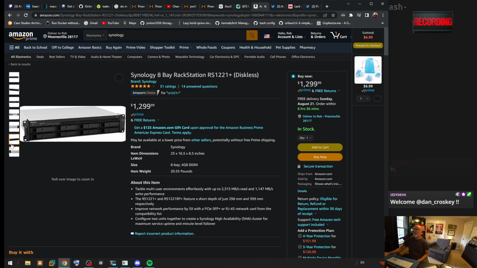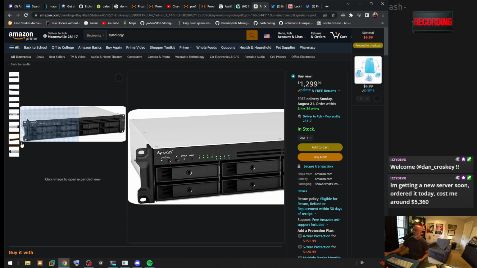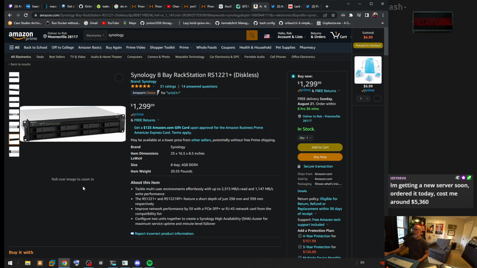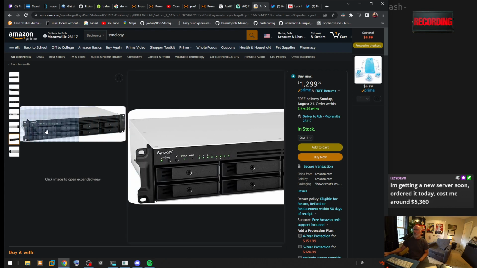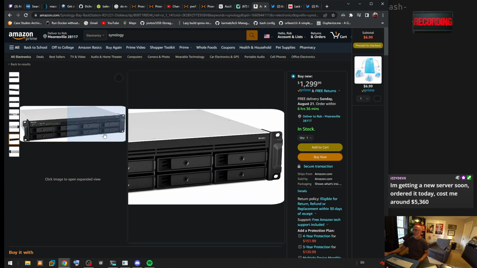Izzy, you have the rack station. Oh, you have a different one. Yeah, looks like this is pretty well rated. A new server soon, ordered today. It cost me around 50. Yeah, of course you did. But at your level, and you're making the big Discord bucks. I'm just playing.